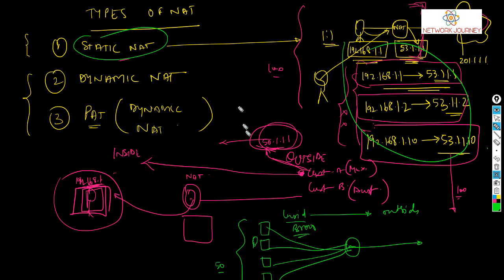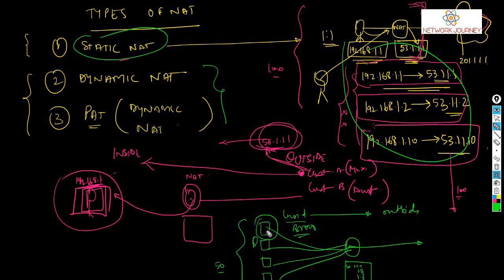Okay, what is the approach now? Your approach can be the rest of the two. You can have dynamic NAT. Okay, so dynamic NAT is a pool of public IPs. So let's say I have 10 public IPs given by the ISP, 50.1.1.1, 1.2, 1.3, 1.4. Okay, let's say 4 to 5 IPs.